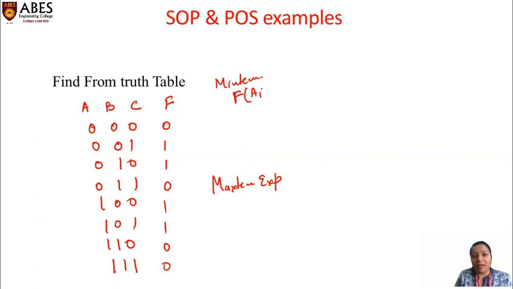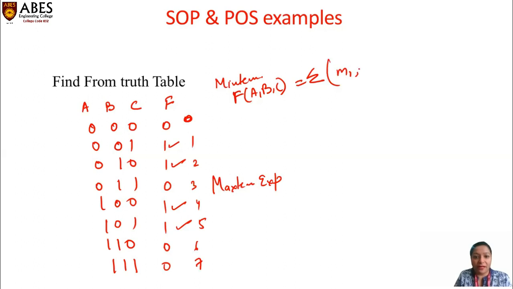F of A, B, C, that is summation. So this is what all the possible min terms. This is your min term, min term, min term, and min term. So if I index it 0, 1, 2, 3, 4, 5, 6, and 7, then summation of M1, M2, M4, and M5. These are your min terms.